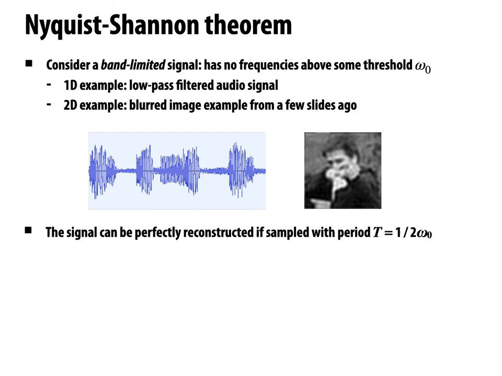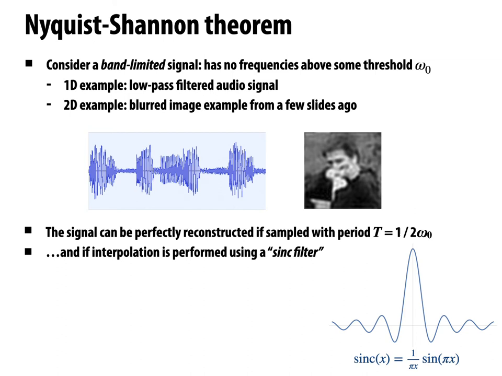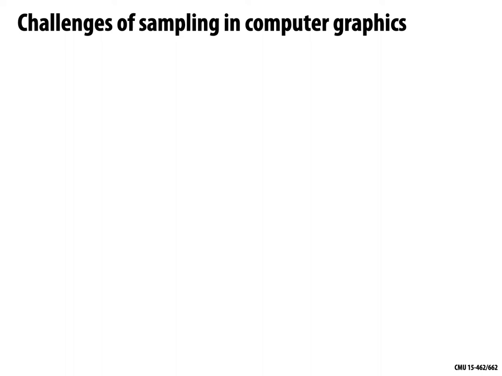So rather than piecewise constant or piecewise linear, for each audio sample or for each pixel in the image, you add up one of these oscillating sinc filters where the amplitude is determined by the sample value. This is an ideal filter. It doesn't get rid of any frequencies, and it also has infinite extent. The sinc filter is 1 over pi x times sine of pi x, which just means it's an oscillation that goes on forever and gradually falls off. So that's cool. There's this theoretical way in which you can get perfect reconstruction.